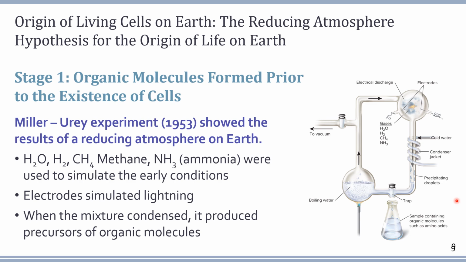So they initially analyzed it and found that there were about 5 amino acids or amino acid precursors in this vapor that they were able to produce simply by heating up the water and the gases and providing an electrical current. So they showed that this could have happened.